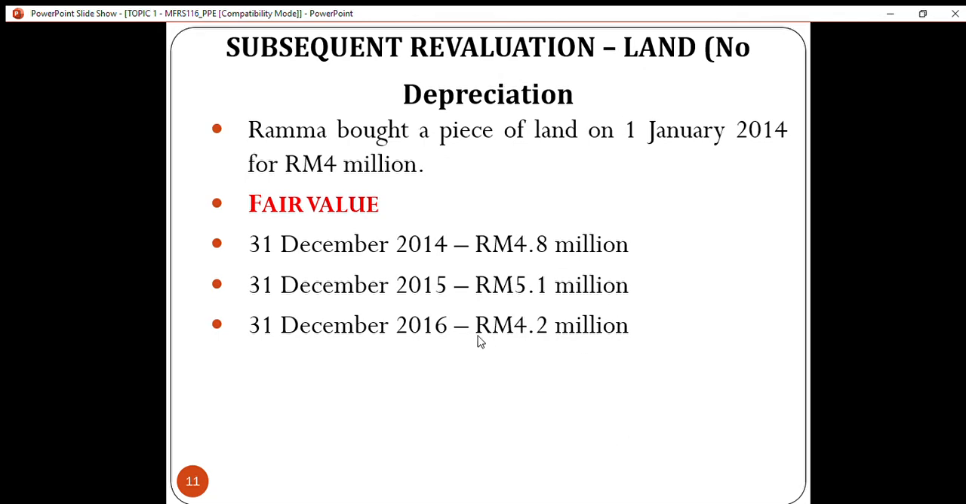Let's take a look at this example for subsequent revaluation of land. Let's read the question together. Rama bought a piece of land on 1st January 2014 for RM 4 million. The fair values of the land are given as follows. On 31st December 2014, the fair value is RM 4.8 million. On 31st December 2015, the fair value is RM 5.1 million. And on 31st December 2016, the fair value is RM 4.2 million.